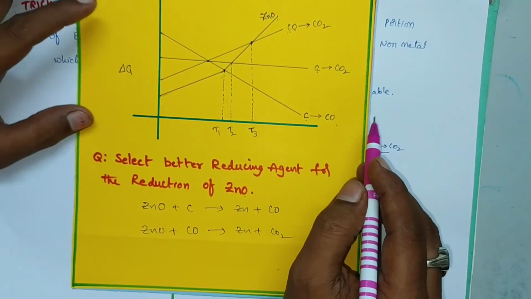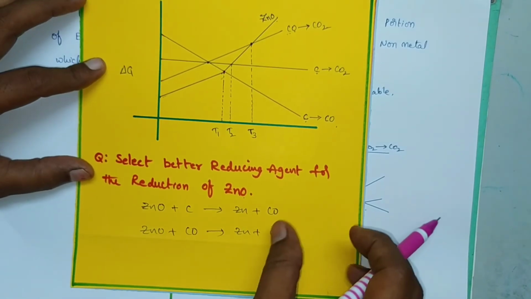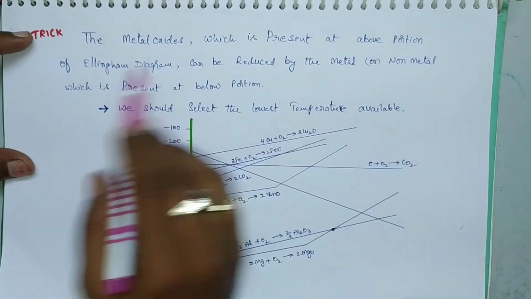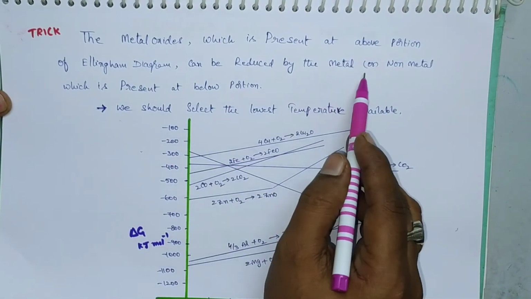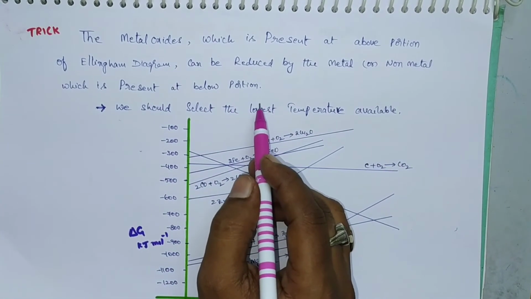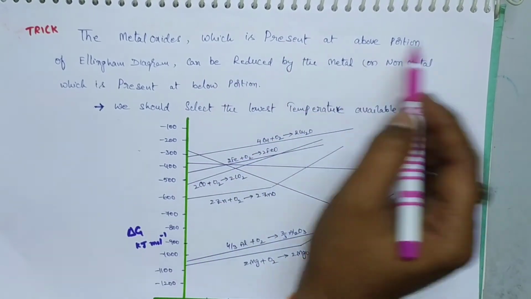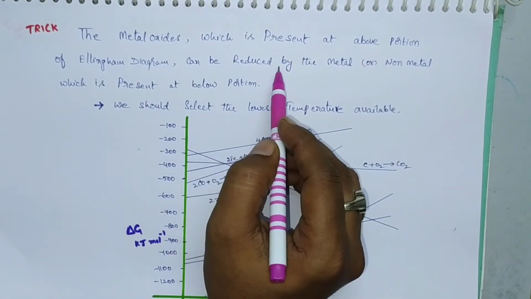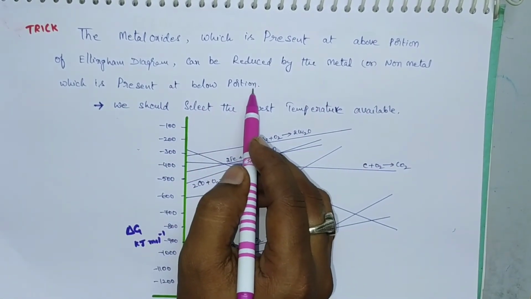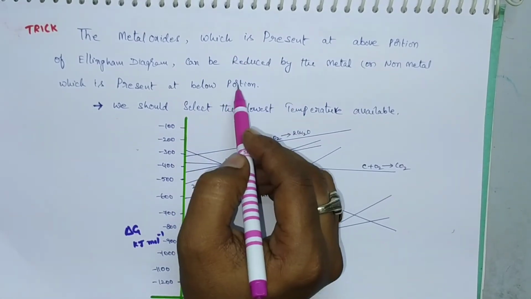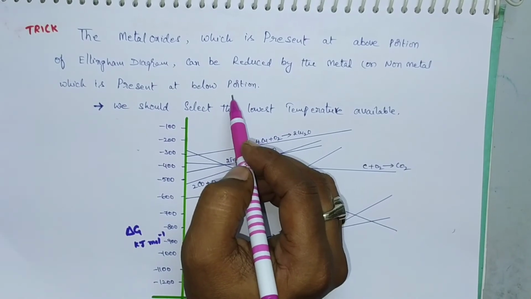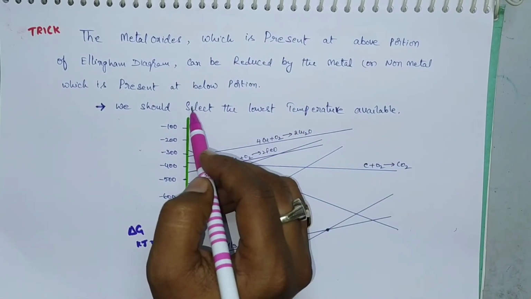Here is a small trick for you to predict which one is the suitable reducing agent. A metal oxide which is present in the upper portion of the Ellingham diagram can be reduced by the metal or non-metal which is present in the lower portion. Okay, clear? The metal oxide present above in the Ellingham diagram we can reduce by a metal or non-metal present below. By using this trick we can predict which one is the suitable reducing agent. And the second point we have to consider: we should select the lowest temperature available.